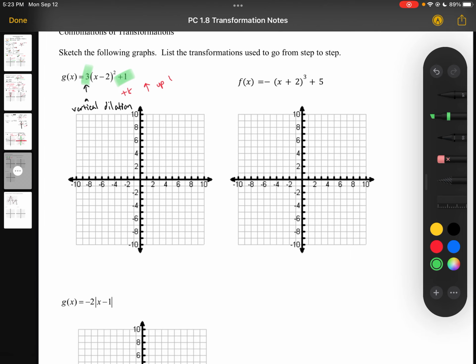And then finally inside, we see we've subtracted 2 inside of our parentheses here next to the x. So doing that is going to be a shift. We are going to see that's a left-right shift. The -2 means that we're actually going to shift to the right.